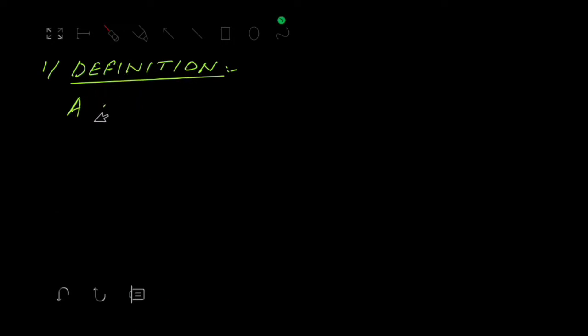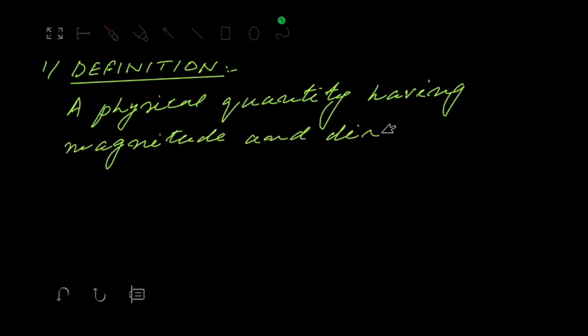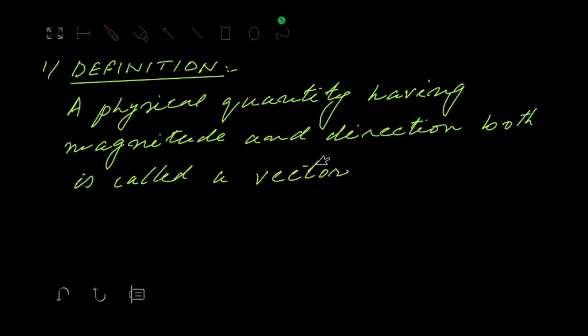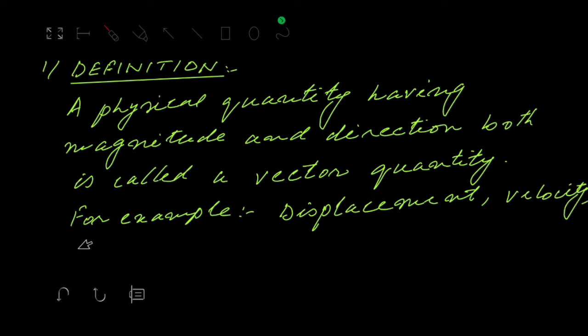A physical quantity having magnitude and direction both is called a vector quantity. For example, displacement, velocity, force, acceleration, etc.